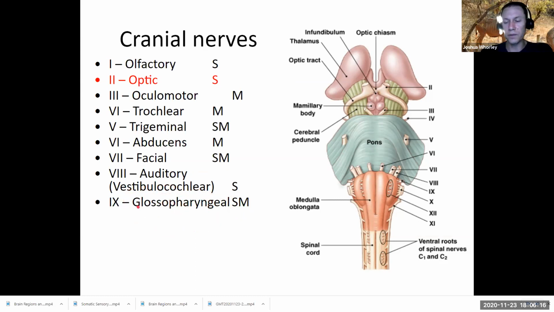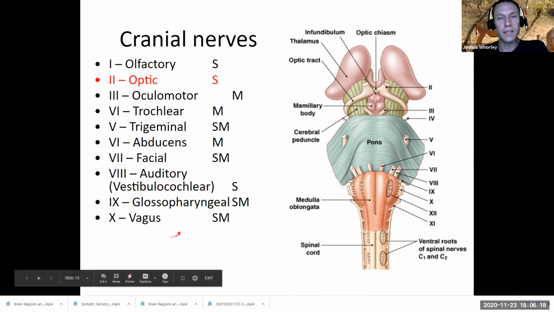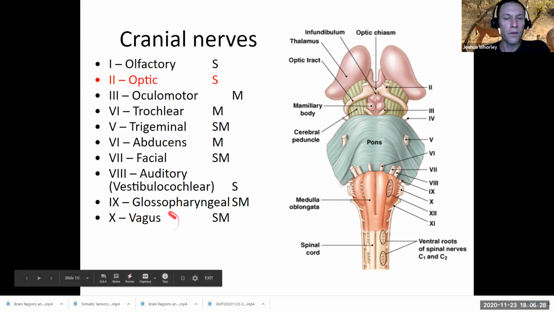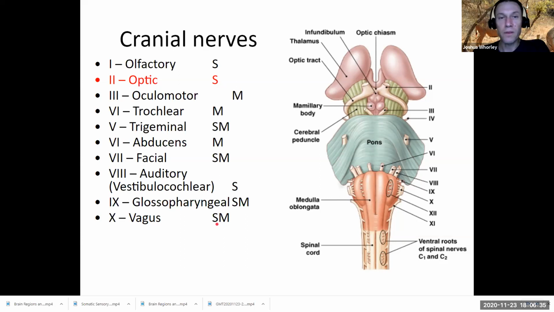So glossopharyngeal is a mixed nerve, as is the vagus nerve, which is a kind of a weird one. This vagus is from the word vagrant, right? It's also called the wandering nerve, which is what a vagrant is, a wanderer. So the vagus nerve is a mixed nerve that really goes everywhere in your body, and we'll see how important that is for controlling different regions of your peripheral nervous system, the sympathetic and the parasympathetic regions of your nervous system.